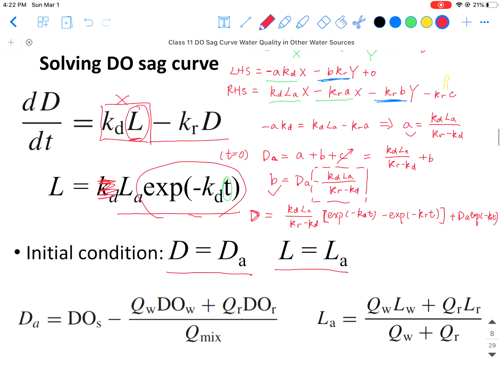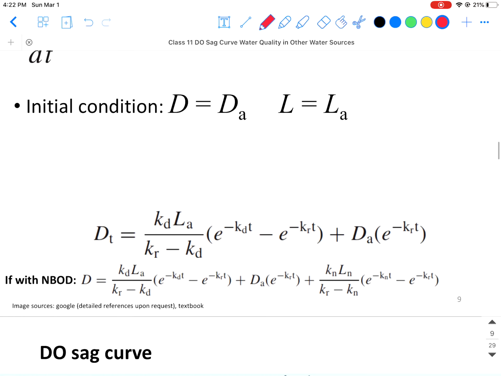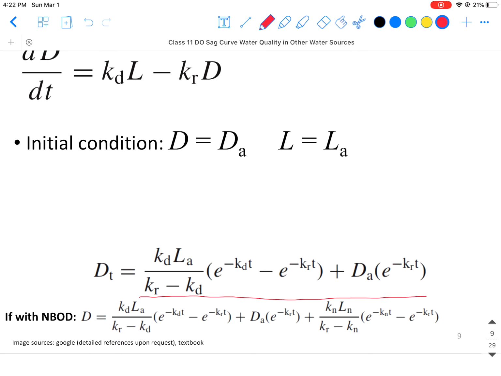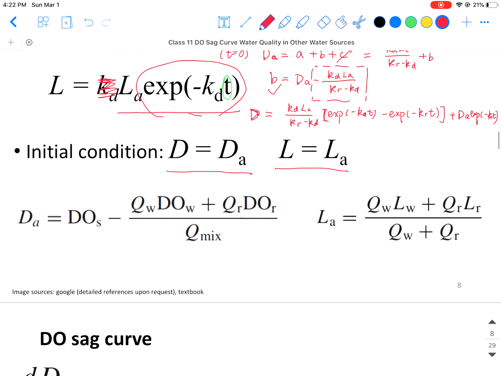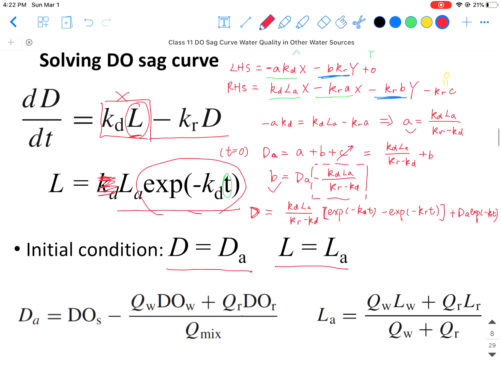Okay, so this is what we get from solving this differential equation, and you can see that it's exactly the same, right? This is a solution to this differential equation. Then you may wonder, what is dA and LA? As we have learned earlier, dA and LA are decided by the mass balance, right? So the total mass of dissolved oxygen or oxygen deficit has to be equal to the dissolved oxygen coming from the wastewater and from the river water.